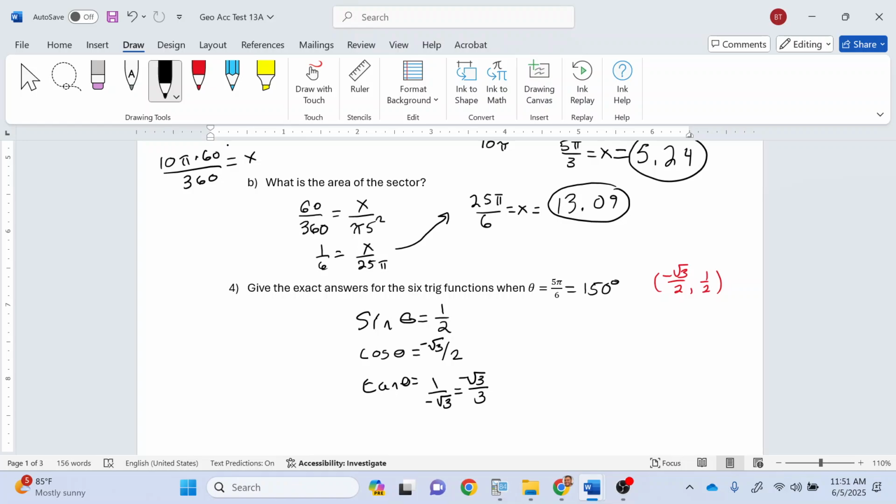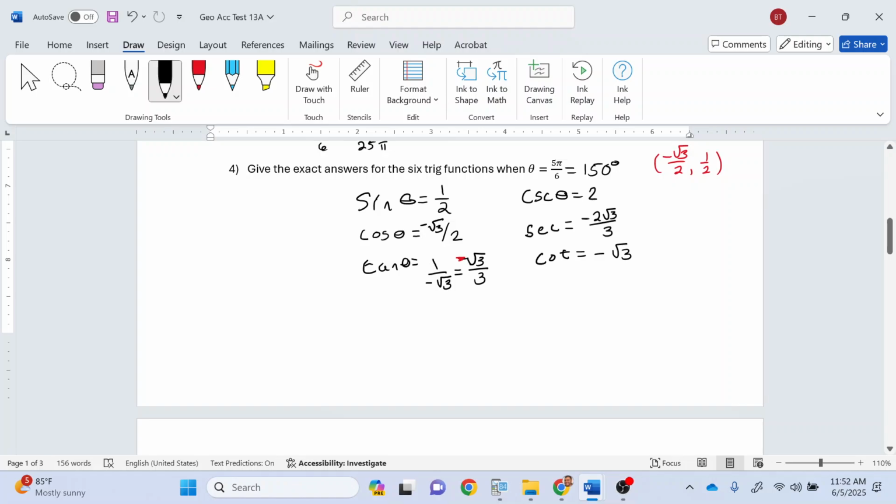So tangent is negative root 3 over 3. I just want to make sure it's clear that's a negative. Cosecant, you just flip the thing, so that's 2. Secant equals negative 2 root 3 over 3. And then cotangent is going to be negative root 3 after you clean it up.